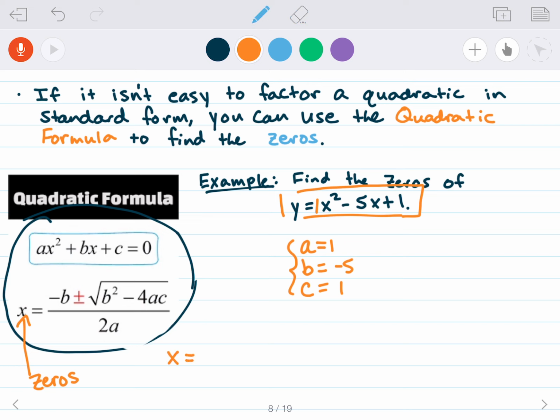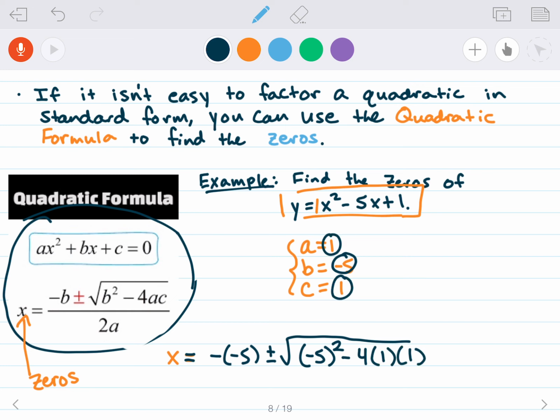So what we have when I do that: -b, I have the negative already in the formula, so I want to make sure that's left alone. And I'm plugging in -5 in for b. So I have these double negatives basically. And then that's going to be plus or minus the square root of b, which is -5, squared, minus 4 times a, which is 1, times c, which is also 1. And this is all divided by 2 times a, which is 1.